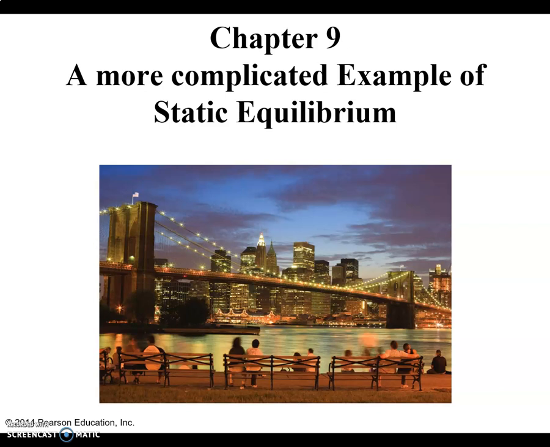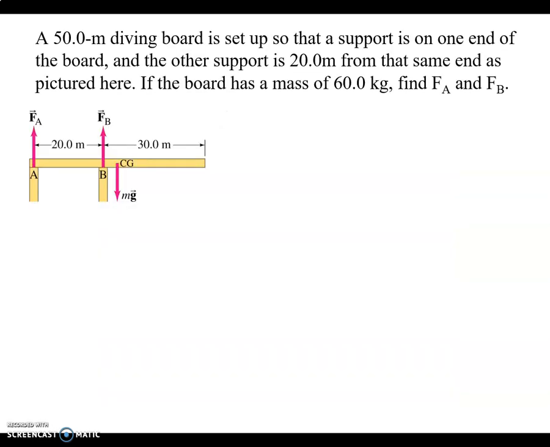Let's take a look at a more complicated example of static equilibrium. Here we have a 50-meter long diving board set up so that we have a support on one end of the board and a second support 20 meters from that same end. If the board has a mass of 60 kilograms, we want to find the amount of force exerted by each leg on the diving board.